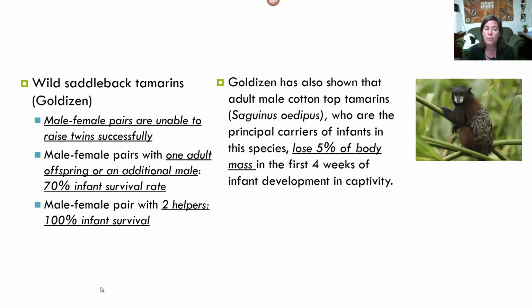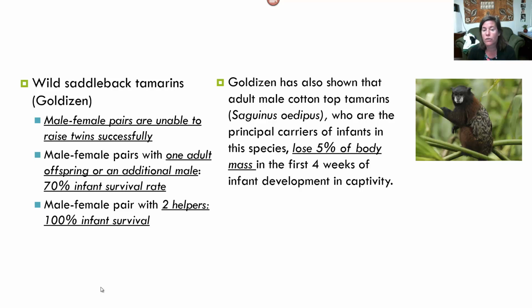There was an interesting study by Goldison, who did a study of wild saddleback tamarins. She found that a male-female pair is literally unable to successfully raise twins by themselves. So if you have just mom and dad and they produce twins, the mortality rate would be 100%. So none of the offspring will survive in a monogamous pair. She found that male-female pairs that have 1 adult offspring or an additional male in the group have a 70% infant survival rate. So 70% of the offspring survive if there's an additional individual to help care for the offspring. A male-female pair with 2 helpers had 100% infant survival.